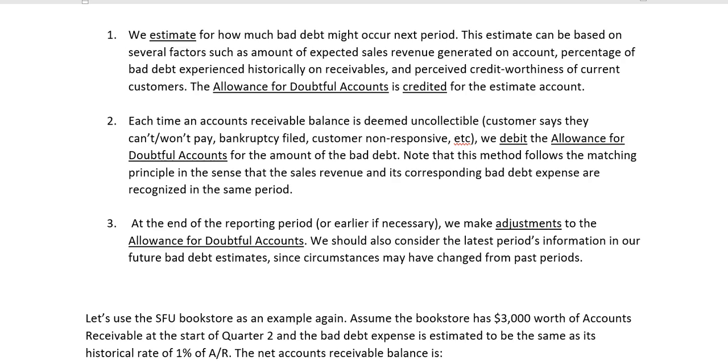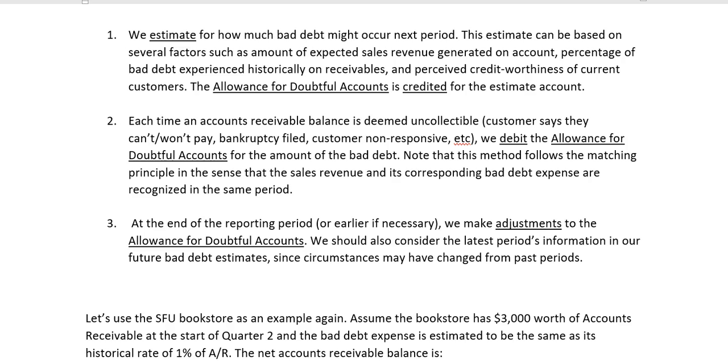And this works well because the sale that you made on account probably happened a while ago, right? Before you can actually realize that the customer can't pay. So because the sales revenue happened a while ago, the bad debt expense is also recognized a while ago. So they kind of match up. You fill the bucket of water, that's the moment you recognize bad debt.